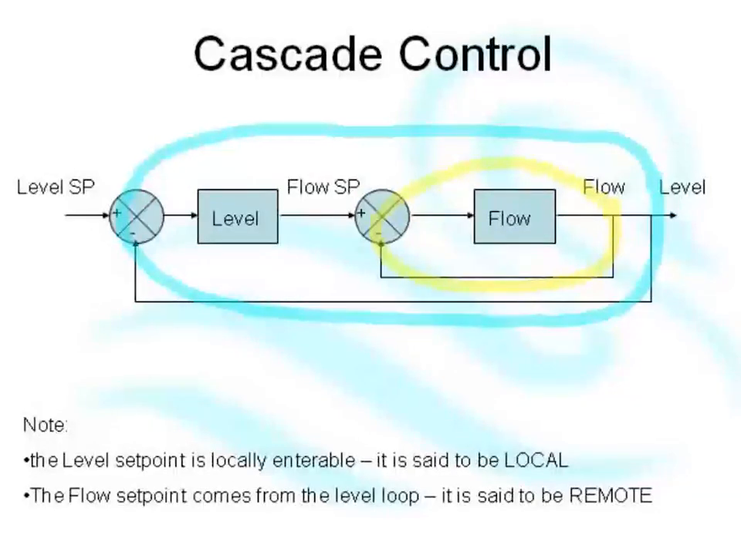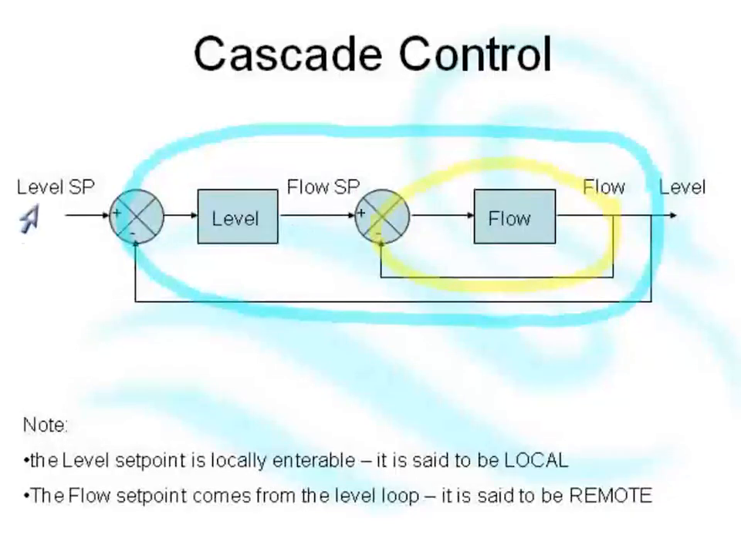The way this works is that the flow loop outputs to the valve. The level loop outputs to the set point of the flow loop. So here's the level loop. It doesn't output directly to the valve, it outputs to the set point of the flow loop.